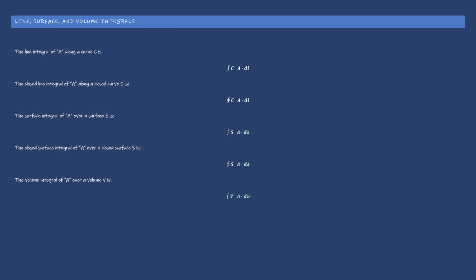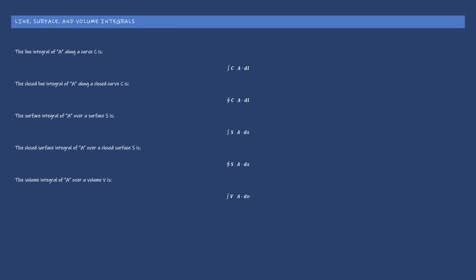The line integral of a vector field A along a path L is denoted by the line integral of A dot dl. This means that we multiply the vector field by the differential element of line and take the dot product, then add up all these products along the path. The line integral gives us the work done by a vector field on a particle moving along that path.